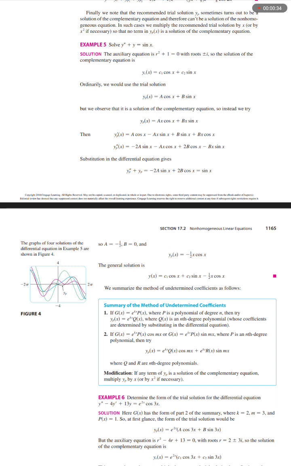Ordinarily, we would use the trial solution y_p(x) = A cos x + B sin x, but we observe that it is a solution of the complementary equation, so instead we try y_p(x) = A x cos x + B x sin x.